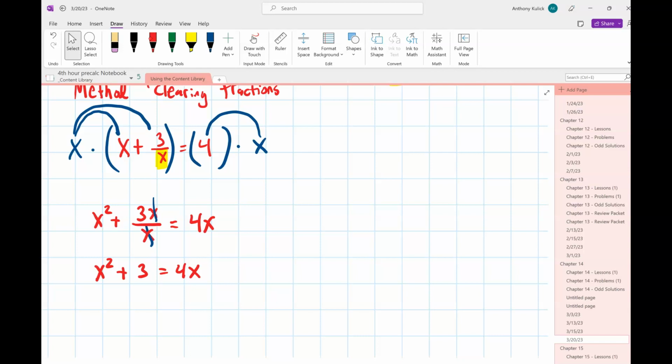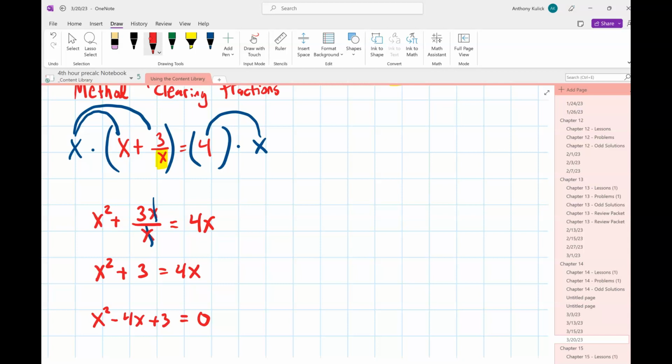Everybody's okay? To solve a quadratic equation, what's the first thing we have to do? It's got to what? Equal 0. Does it equal 0 right now? No. How are we going to make it equal 0? We'll just subtract the 4x from both sides. Everybody's okay there? Now it equals 0.